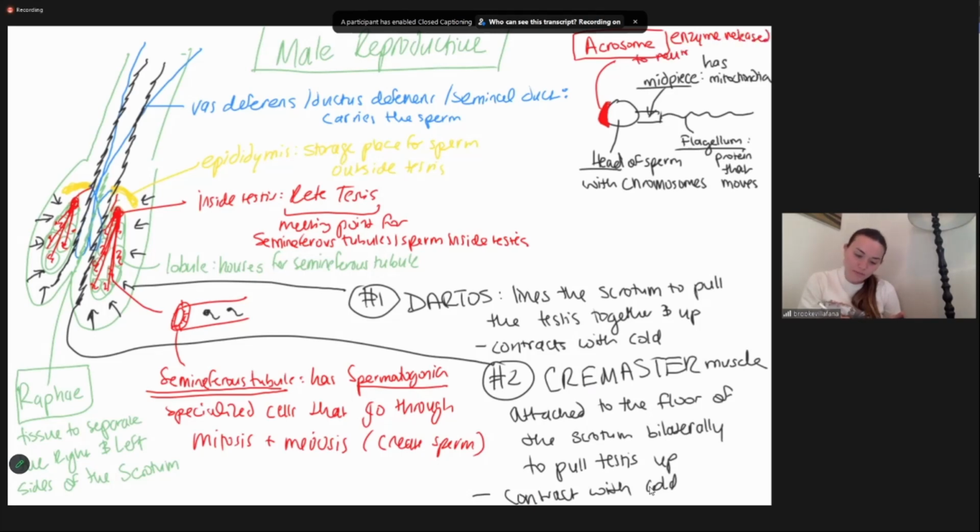To, I'm running out of room. That word is supposed to be neutralized. Let's put it here. To neutralize the corona radiata of the ovum. Okay, so when the sperm is trying to enter the egg, it will send out the acrosome in order to neutralize the corona radiata so that it can actually get into the egg.